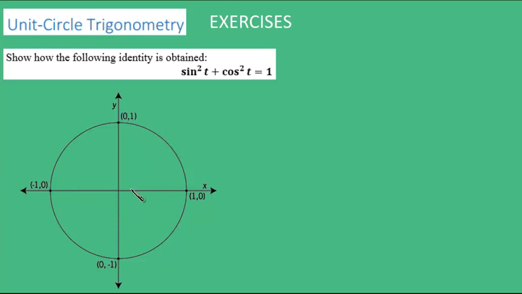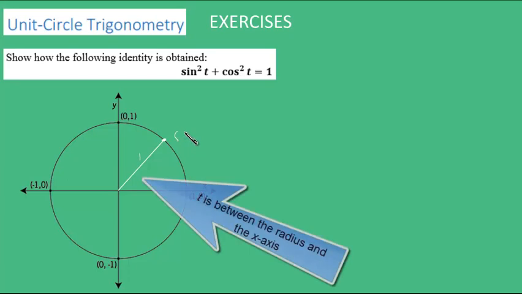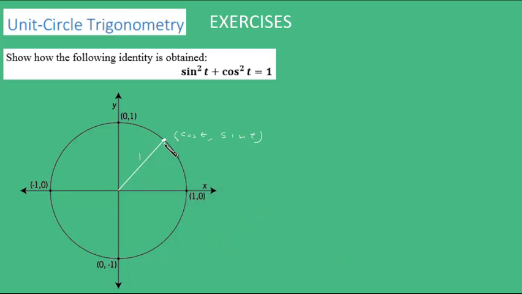We could use any quadrant, but I think it's easiest to use the first quadrant. So we have our point P. The radius of this circle, of course, is 1. We know that the x-coordinate is going to be the cosine of t, and the y-coordinate is going to be the sine of t. We also have a right triangle here, so let's see if I can draw this.